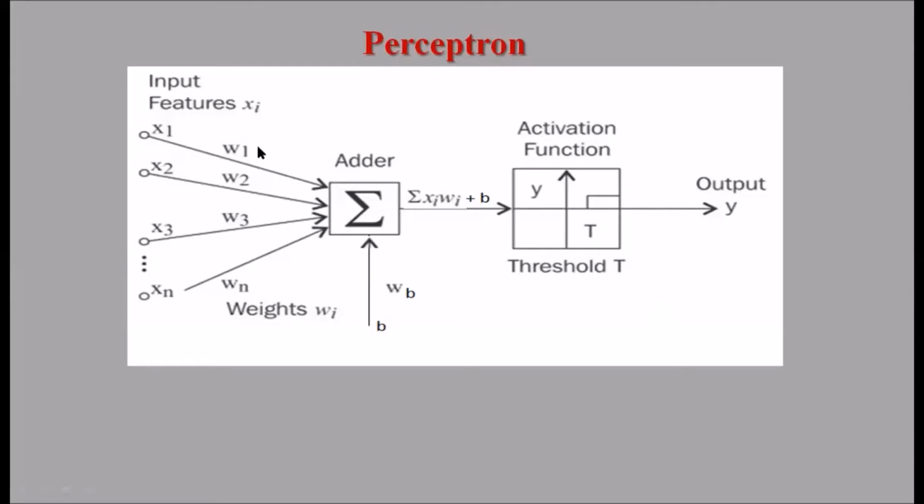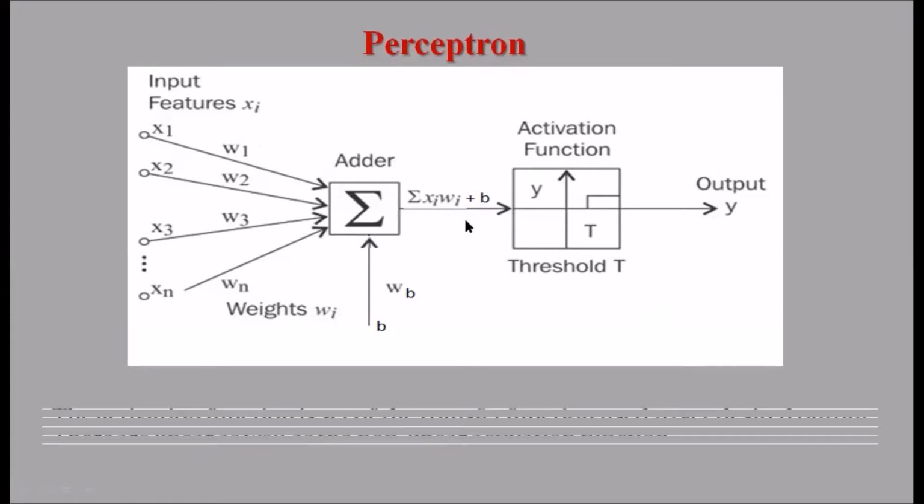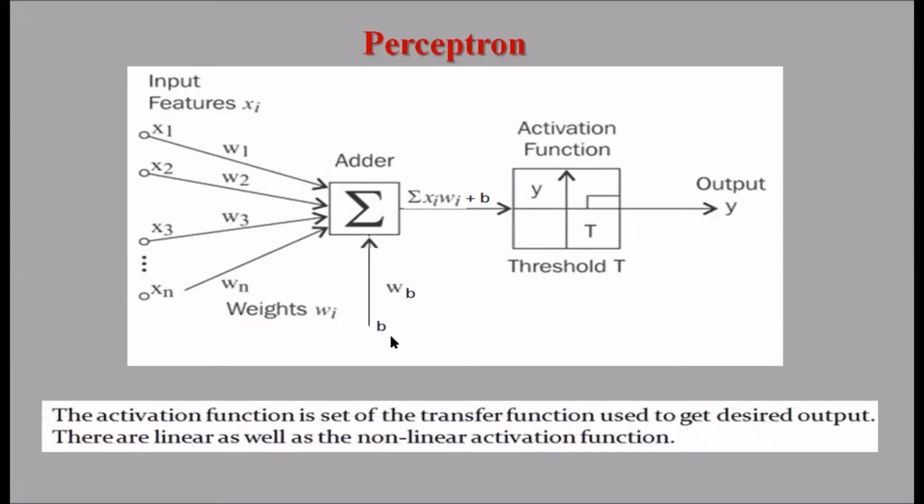This adder will add all these inputs multiplied by weight. So here we have shown this symbol, sum of xi into wi. So we are multiplying inputs by its weight, plus here bias is also added to adjust the output. Sometimes we need to adjust output. It may be negative, we want positive. So for that we are applying this bias signal.